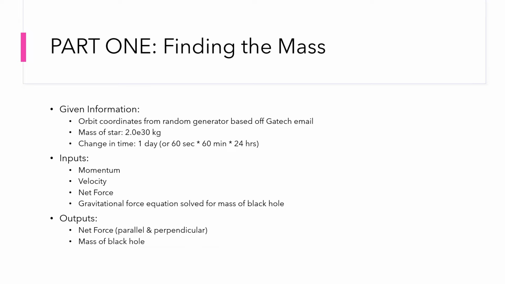So here's what we're working with. The given information: we have the orbital coordinates, the mass of the star, and the change in time. What we're supposed to input is momentum, velocity, net force, and the gravitational force equation solved for mass. And then what we expect to output is the net force and both its parallel and perpendicular components, and the mass of the black hole after averaging all the outputs together.